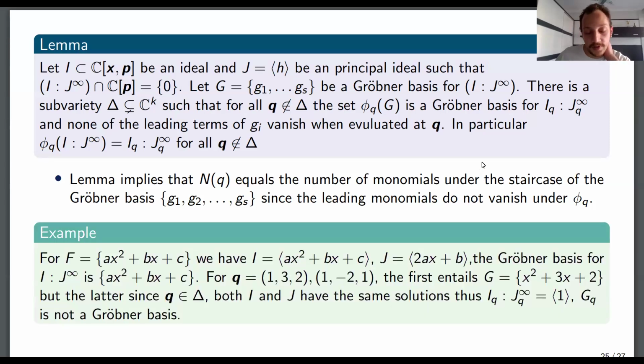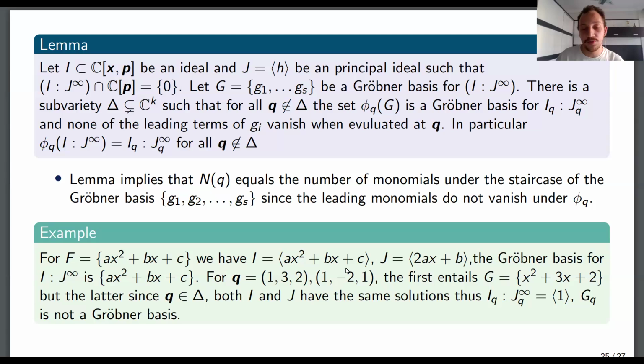For an example of the lemma, this is the standard quadratic polynomial, and it generates this ideal, and its Jacobian determinant is this. Then if you calculate the Gröbner basis for the saturation, it is this set. Then let's take 2 points, one from the discriminant and one not. Then the lemma entails that G equals the fixing of those points A, B, C. But the latter does not hold for the point from the discriminant.